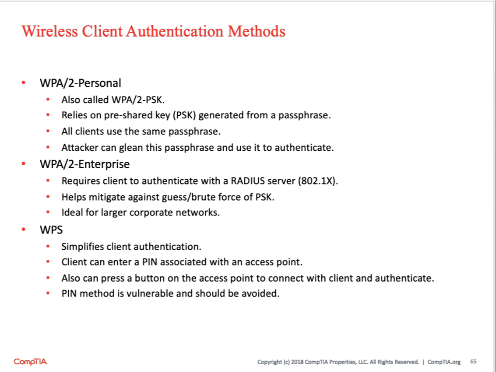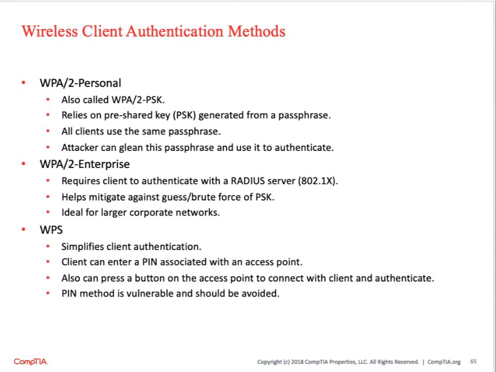Then we have WPA2 Enterprise, and this is going to require that the client authenticates with a RADIUS server before it's granted access to the Wi-Fi network. This is going to mitigate against attacks or an attempt to brute force the password. WPA2 Enterprise is better for larger networks. You have to authenticate with your company or whoever they are before you're given access to the company's Wi-Fi at large, basically.